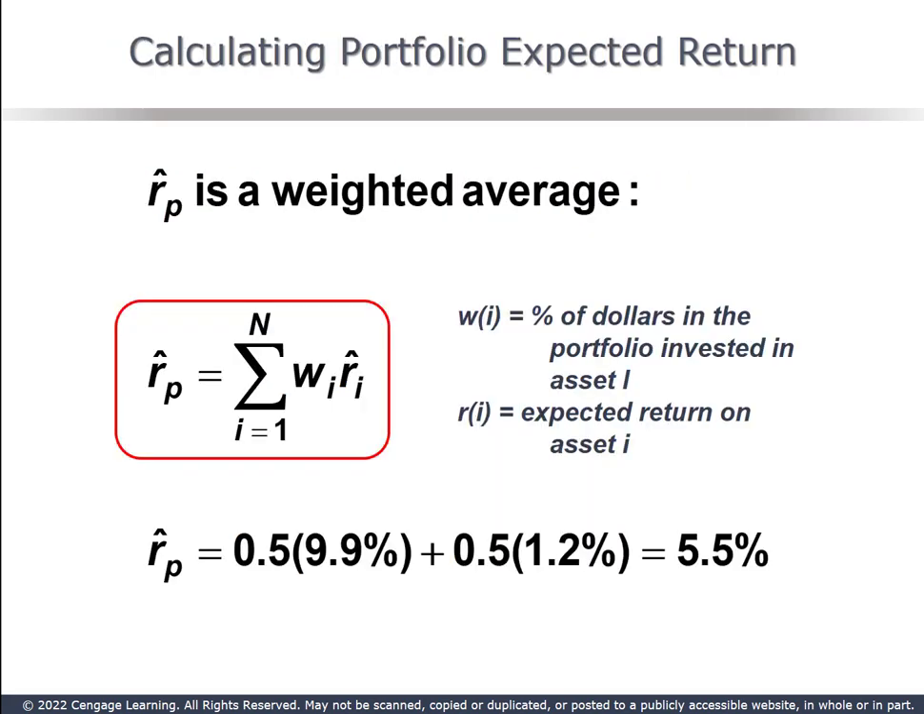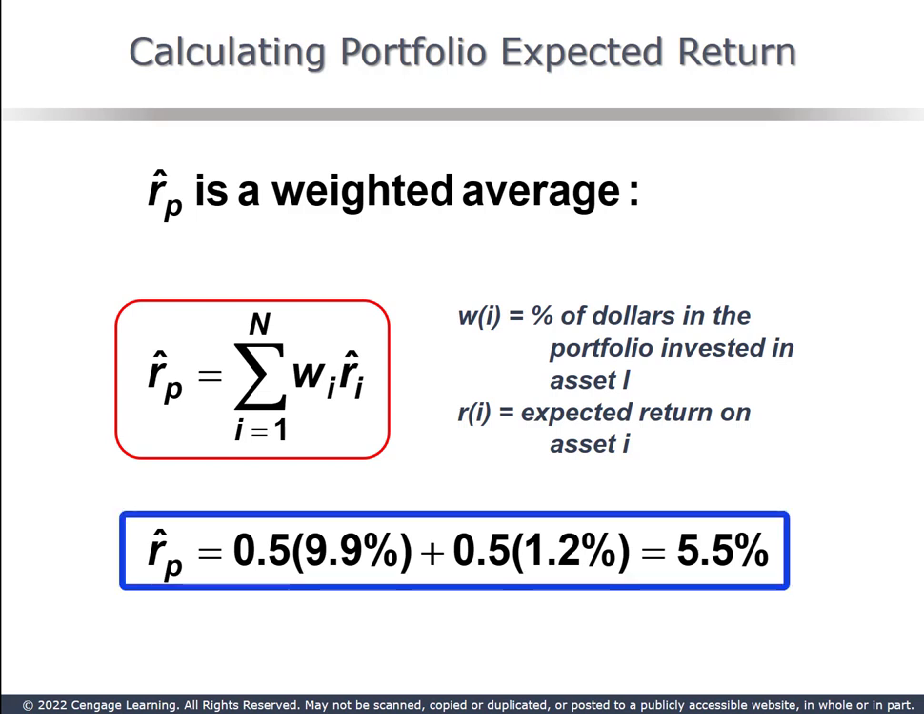The expected return of a portfolio is simply the weighted average of the expected returns of the assets in the portfolio. In our high-tech collections portfolio, the weights are 50-50. We calculated the expected returns of both assets in Part A, high-tech 9.9, collections 1.2. So the expected return of our portfolio is 0.5 times 9.9 plus 0.5 times 1.2, which is 5.5%.